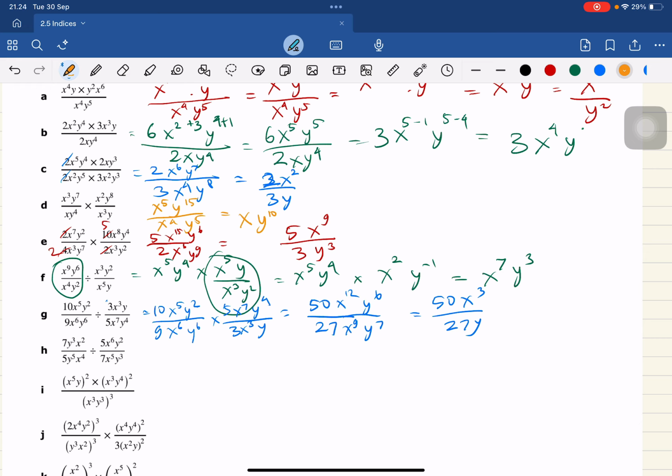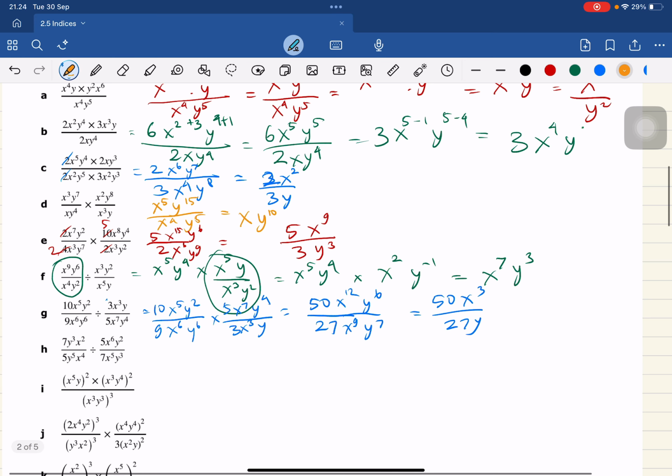For H. Let's simplify it for the left side while we are writing. So it's going to be 7 over 5, y only 2 remaining, and then x power of 2 multiplied by 7 and then x power of 5 and then y power of 3. We divide by 5 and then x power of 6 and then y power of 3.